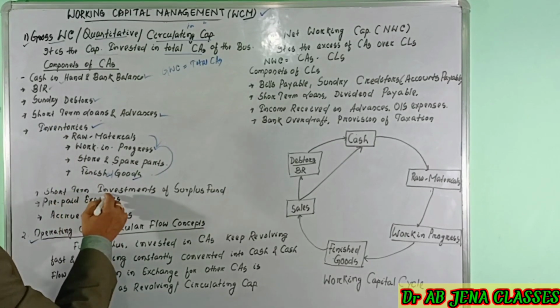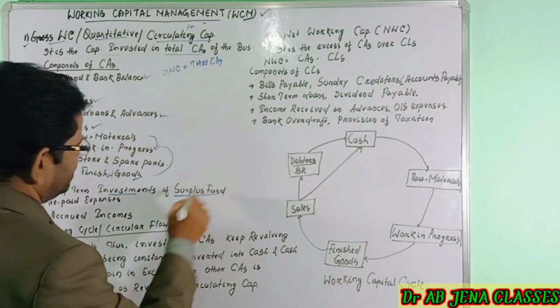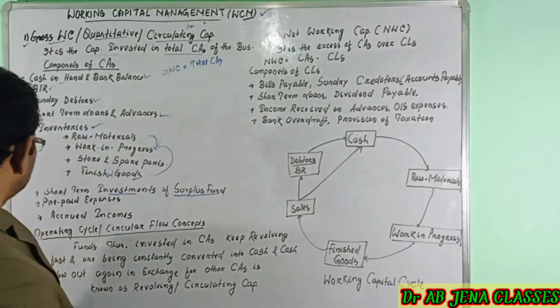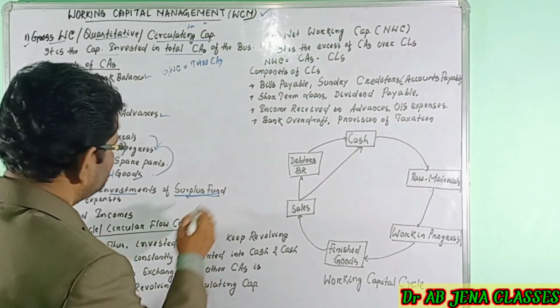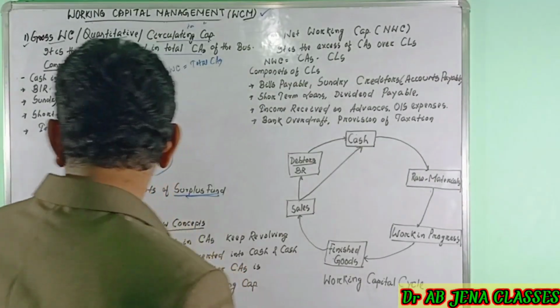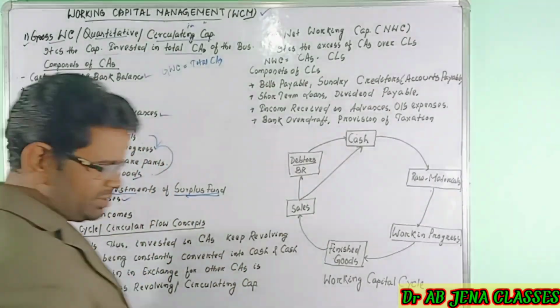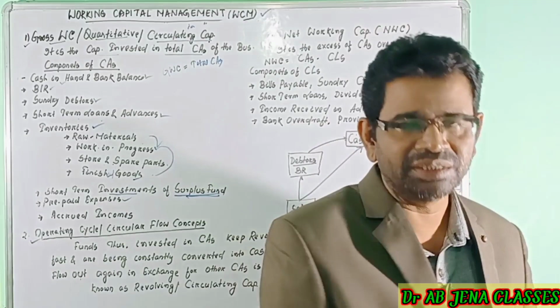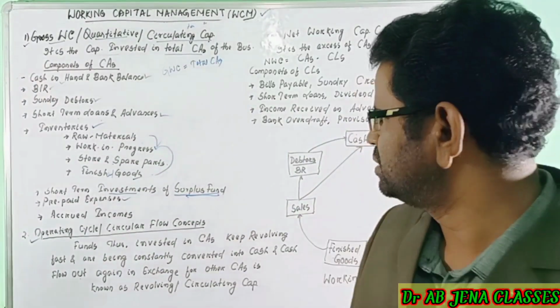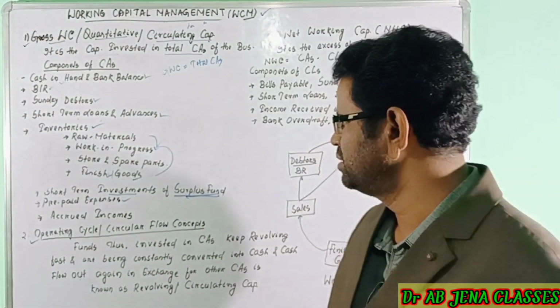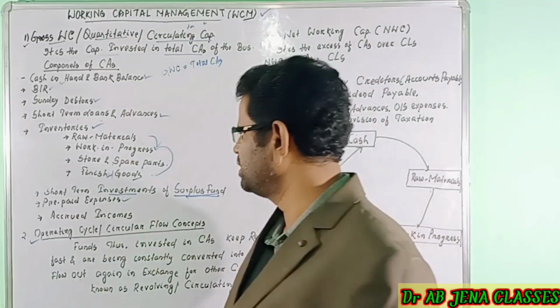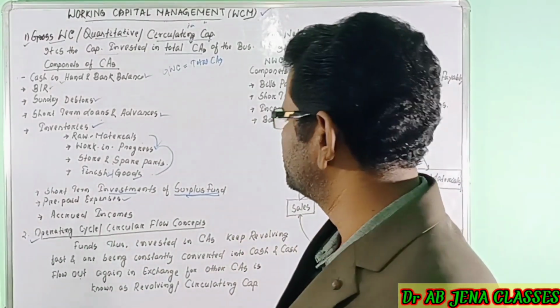Then the short-term investments, that is, short-term investment of surplus funds. Next, the prepaid expenses. What are prepaid expenses? The expenses have not fallen due, but your business has paid them. So this is an example of current assets.